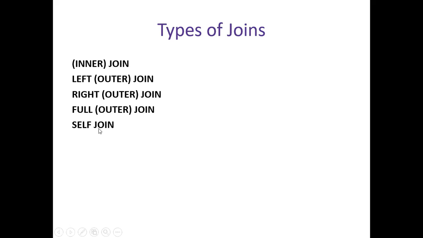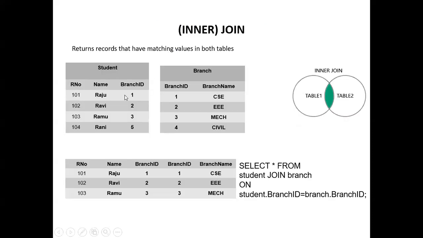Fifth one, self join. Now here I have kept some terms in brackets. That means that without these also we can write the statements in SQL. That means inner join is the same as join, left outer join is also the same as left join, right outer join is also the same as right join, full outer join is also the same as full join, and then we have the self join finally. Let us discuss these one by one so that we get clarity.